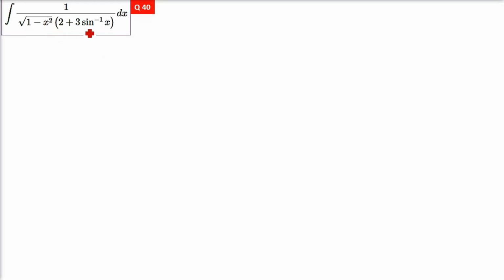Alright, the differentiation of sine inverse x is simply 1 by under root 1 minus x square. So you know how to do this now. This is the only catch in this question. When we put t equals to sine inverse x, dt by dx will be equal to 1 by under root 1 minus x square. And this dx goes here.